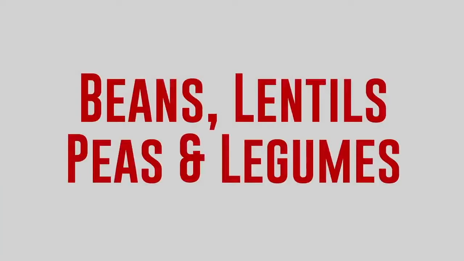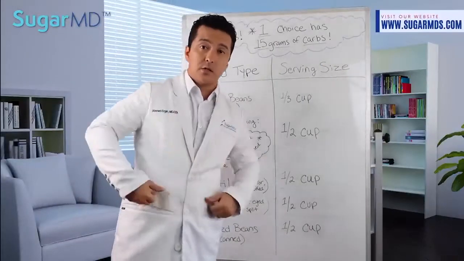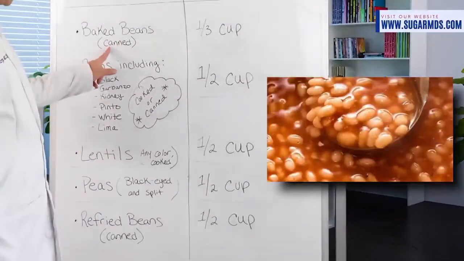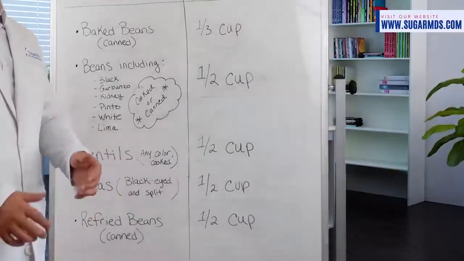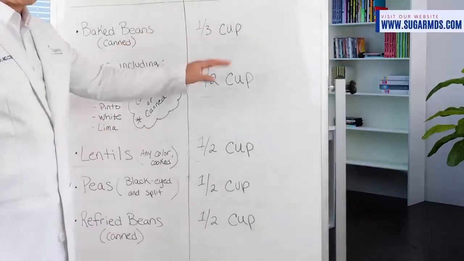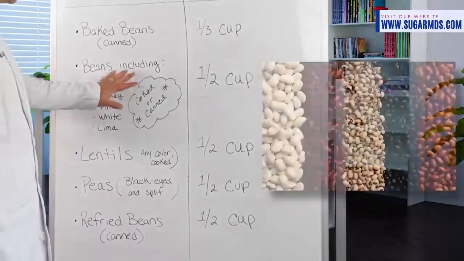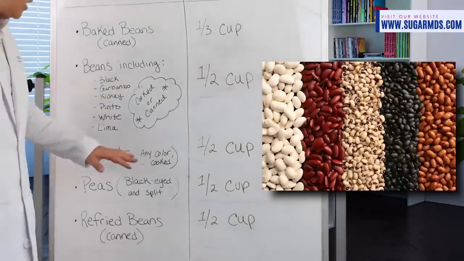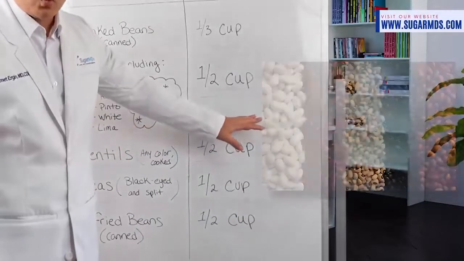Alright guys, so let's talk about the beans, the lentils, and legumes, and all that stuff that you guys like, right? So, the baked beans, canned, well, I don't like the canned stuff. The canned stuff generally has a lot of preservatives and salt. But just in case you end up with it, 1/3 of a cup will be 15 grams of carbs. Now, when you look at the beans overall here, the black ones, the kidney beans, the pinto beans, white beans, the lima beans, either cooked or canned, half a cup of them will be 15 grams.